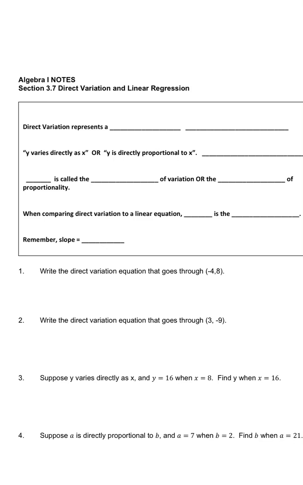Okay, today we're going to be doing 3.7, direct variation and linear regression. Direct variation represents a linear relationship.